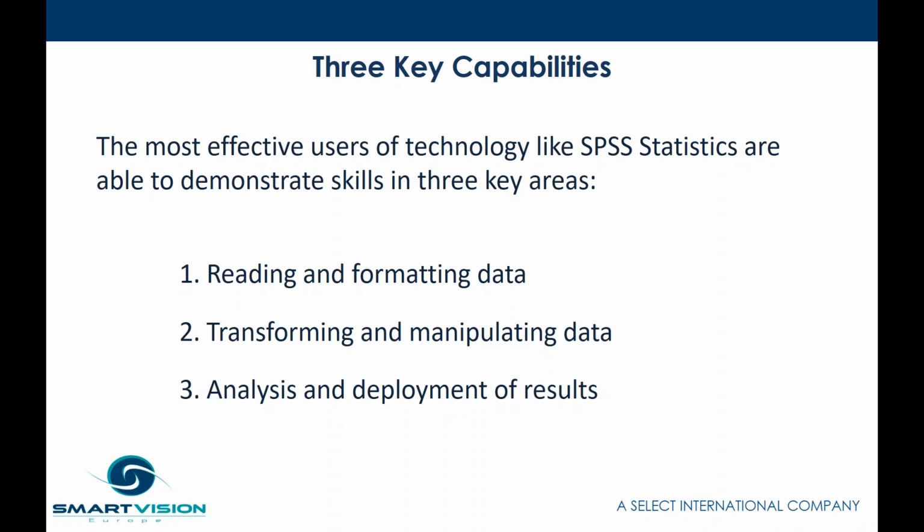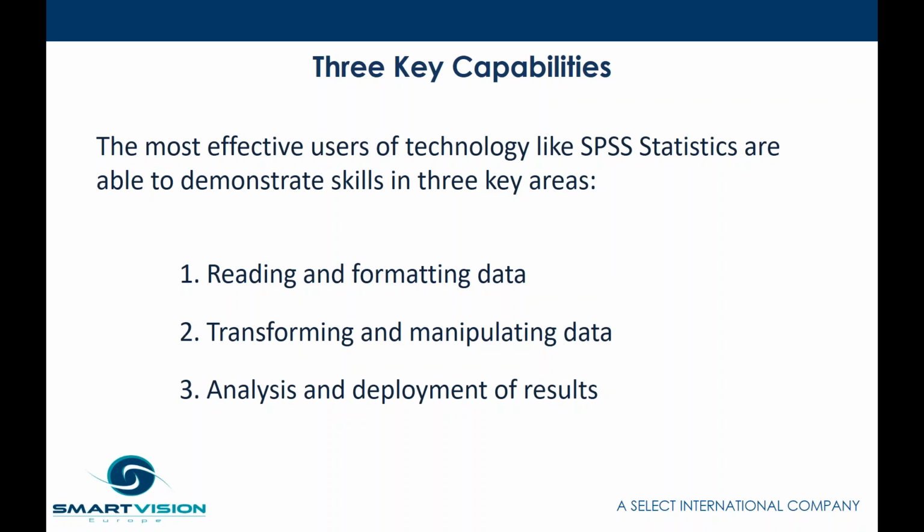The second thing is that they're good at transforming and manipulating the data. That would be, for example, taking something like date of birth and calculating age from it, or calculating the number of days between 2 dates, or merging files, or appending data, or computing a new field, or changing an existing field from one field type to the next. These are all very important key aspects of manipulating the data in SPSS Statistics.